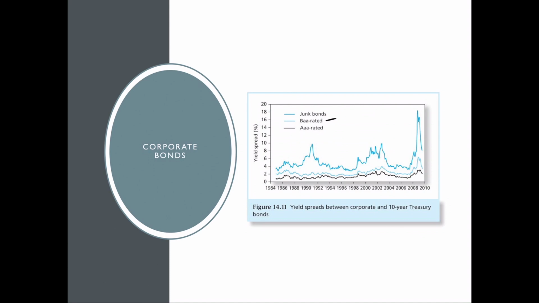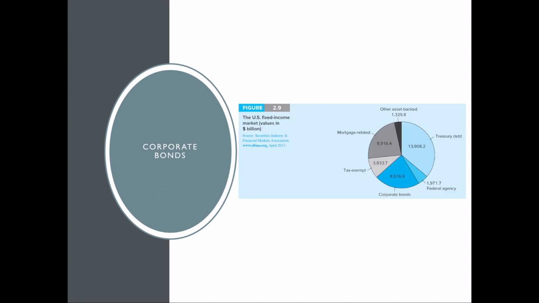You can see that, just like we stated before, the high risk of junk bonds offers higher returns than these Treasury bills and also your investment grade bonds. Now, just to put a little context behind the securities that we've discussed, this is the U.S. fixed income market value in billions. As you can see, Treasury debt is almost $14 trillion. Corporate bonds is $8.5 trillion. These are very large amounts of fixed income securities that are utilized by these government agencies and also corporations.